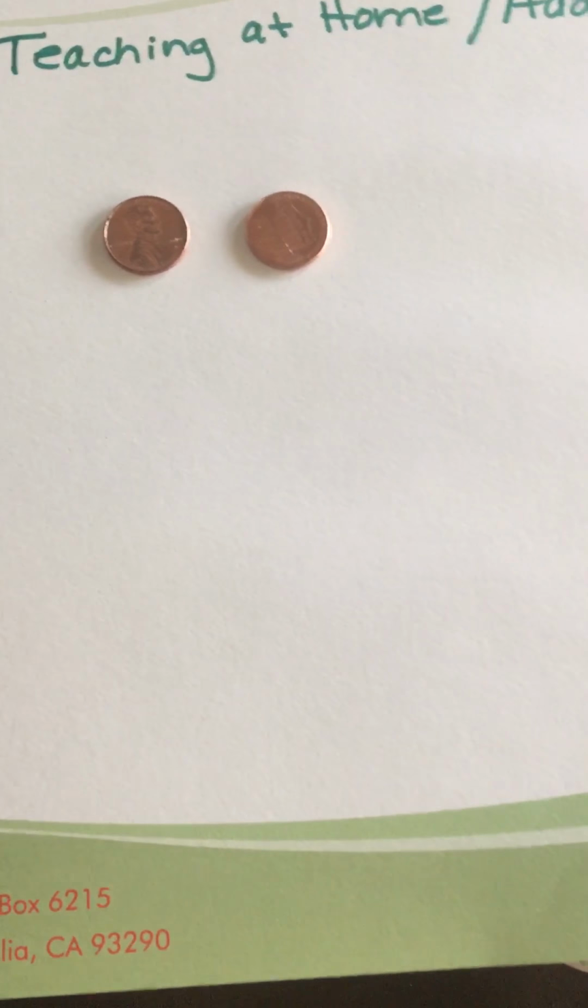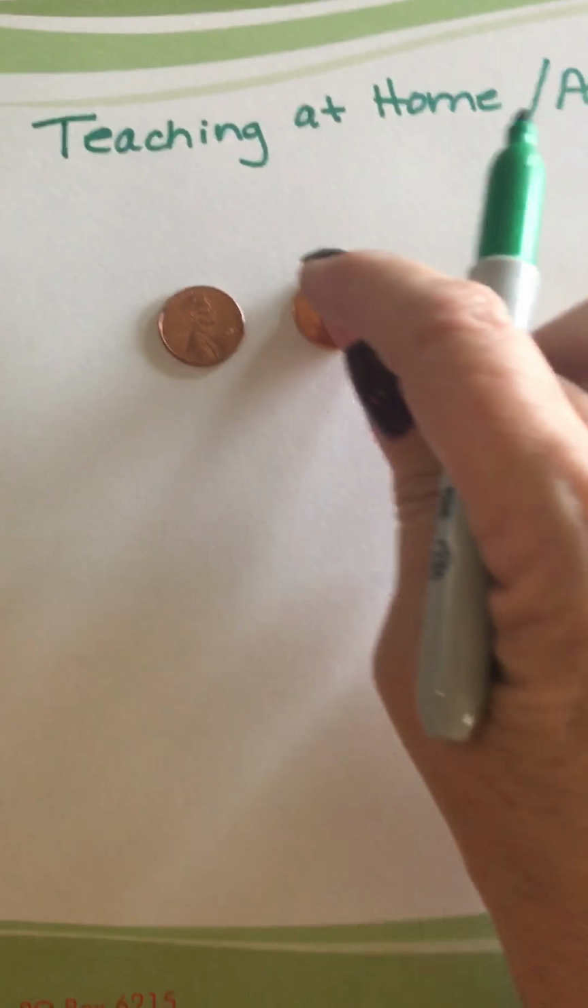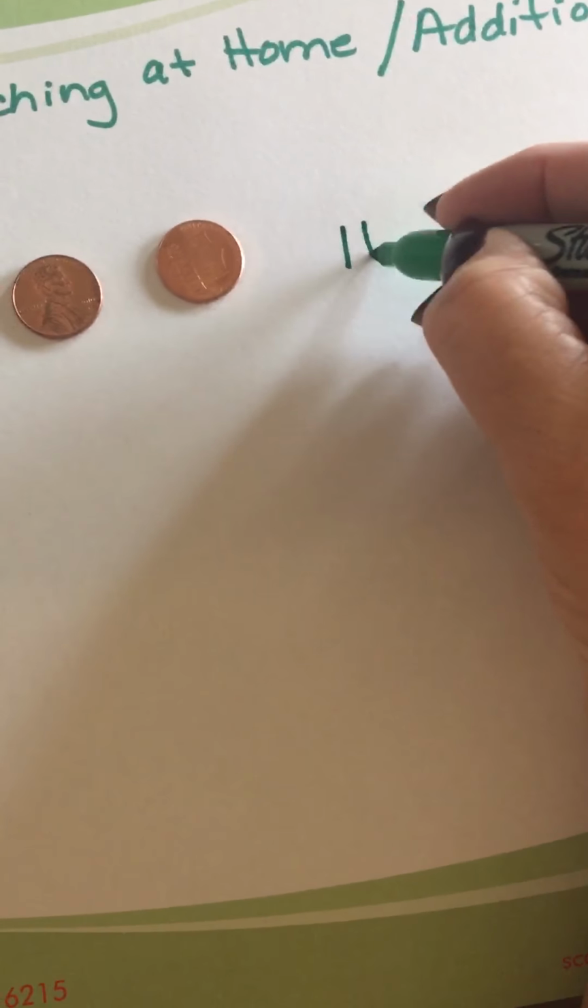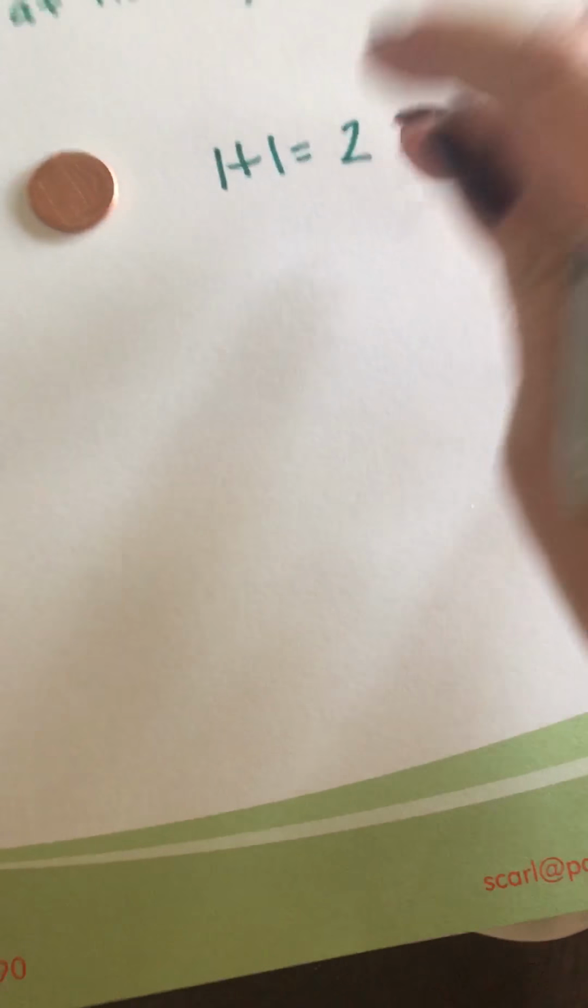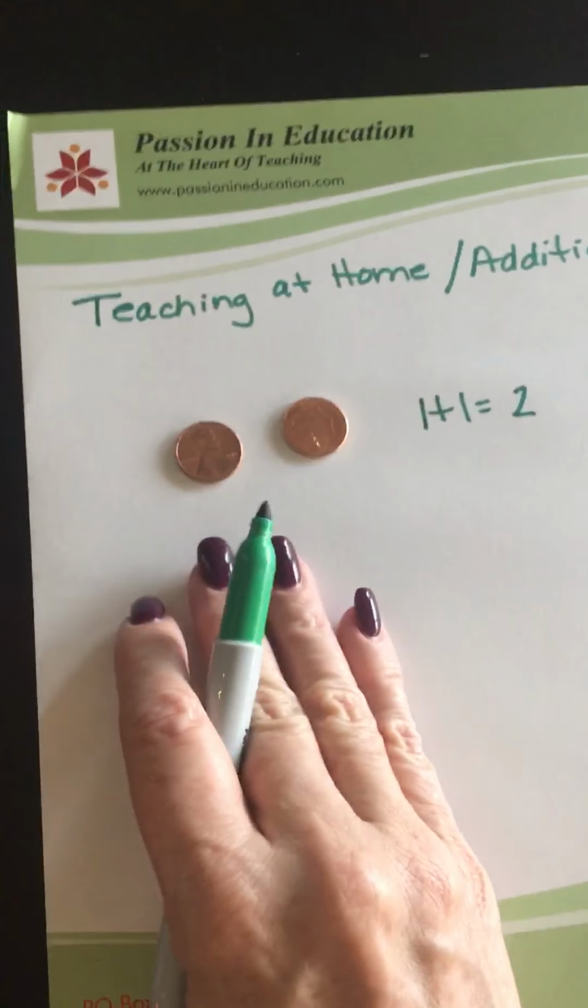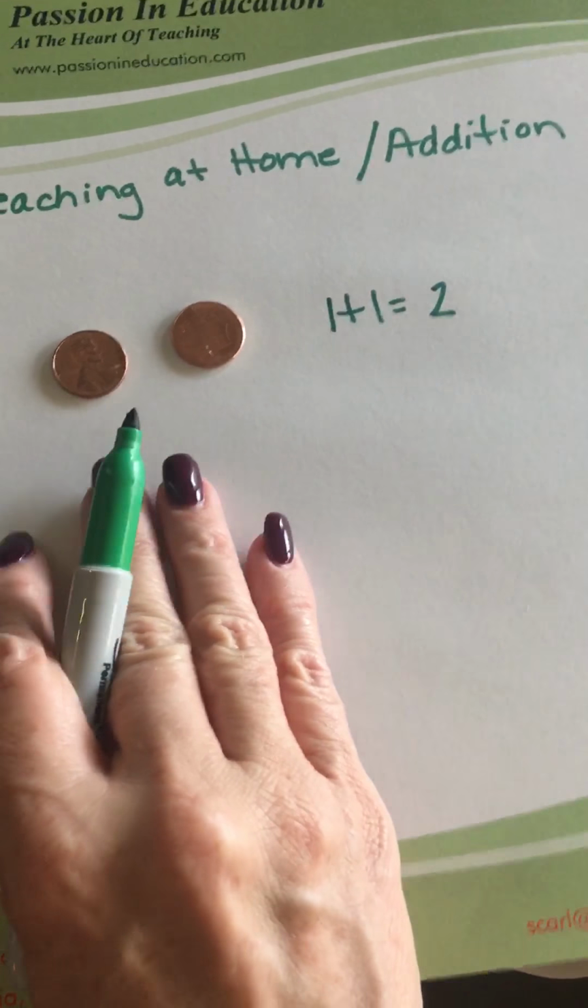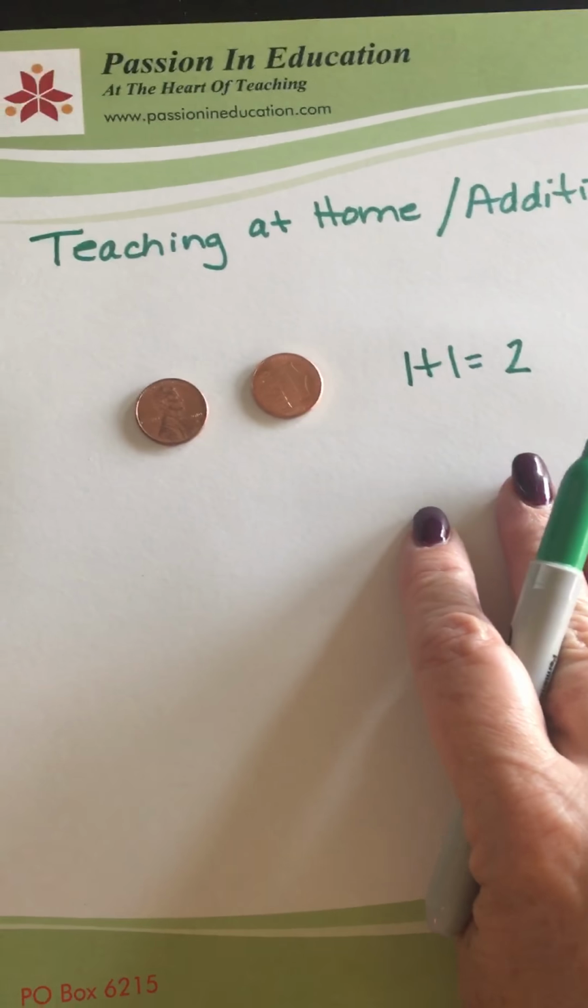And then I want the student to see that 1 plus 1, we're putting 1 and 1 together. 1 plus 1, this is the abstract right here. This is what a lot of students start with. They don't get to see what is the concrete behind what this means.